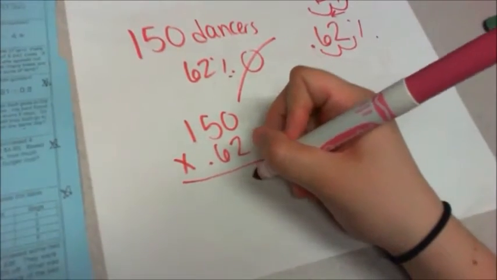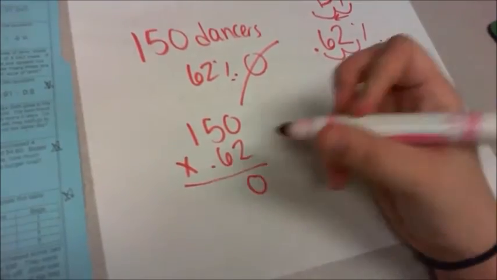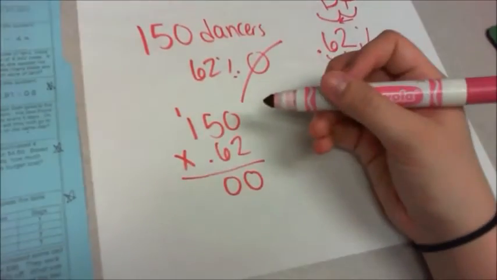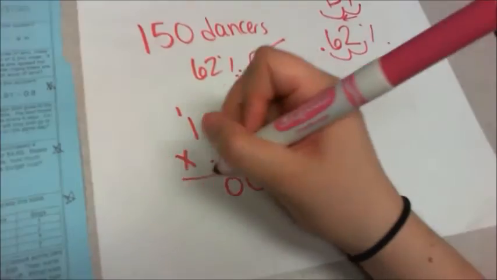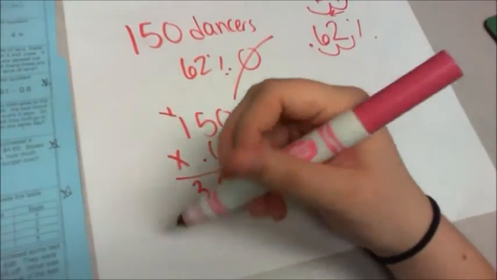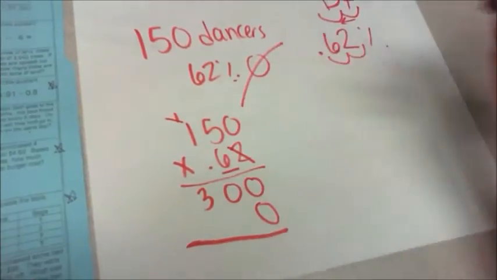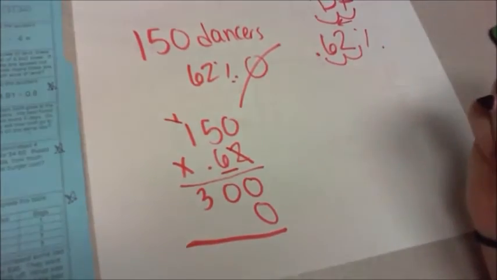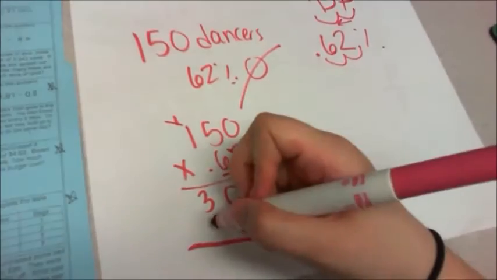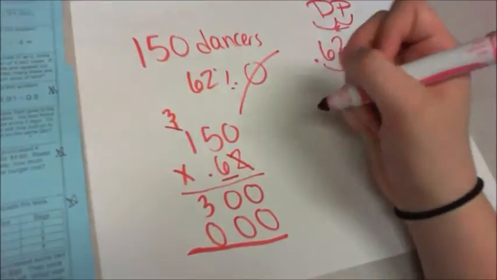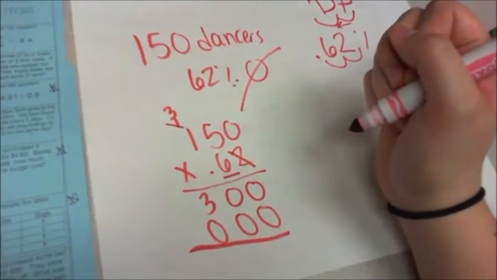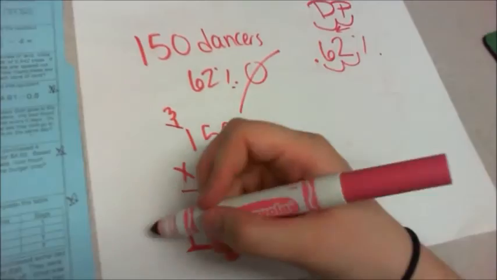2 times 0 is 0. 2 times 5 is 10. Carry the 1. 2 times 1 is 2. Plus 1 is 3. Cross off the old. Put my placeholder. Moving on to the 6. 6 times 0 is 0. 6 times 5 is 30. Carry the 3. 6 times 1 is 6. Plus 3 more is 9.